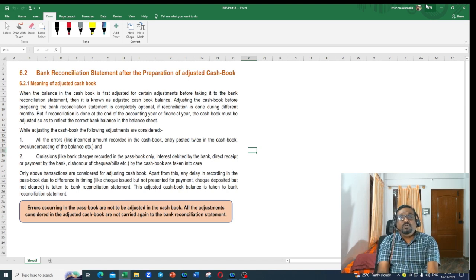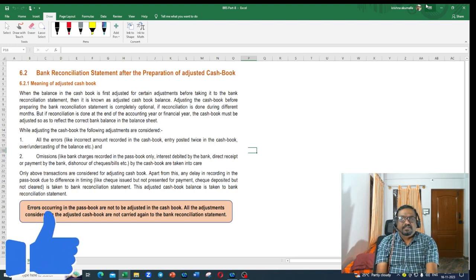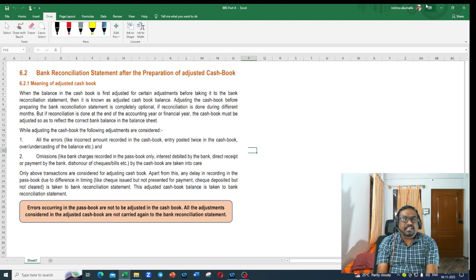When you start rectifying your cash book errors in your respective cash book, that is called the adjusted cash book. Why do we call it the adjusted cash book? Because as soon as you see the errors in the cash book, you rectify them in your cash book. Once that is rectified, you prepare the bank reconciliation statement once again, saying that this is the adjusted cash book balance and you should arrive at your passbook balance. Then you go to the banker and say, boss, whatever errors I identified in my cash book, I've already rectified myself. Can you please rectify this at your end?